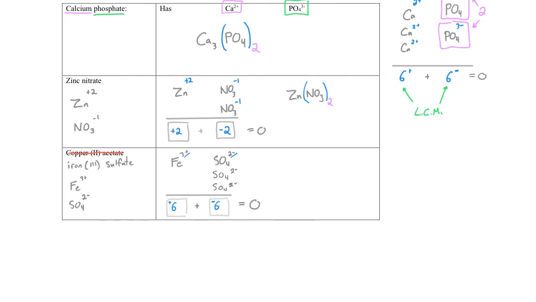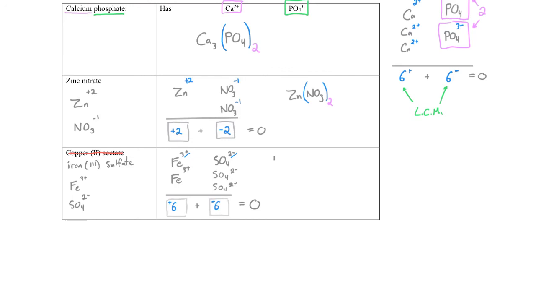How many irons do we need to accumulate a 6 positive charge? That's right, we need 2 of them. If we have 2 irons with a 3 plus charge on each one, that means we have a total of 6 positive charges. Adding these up, we get a total of 0 overall.